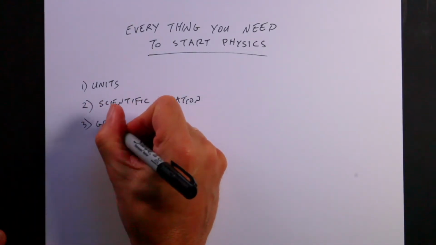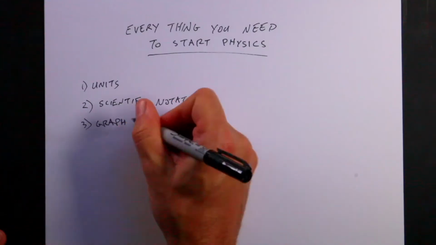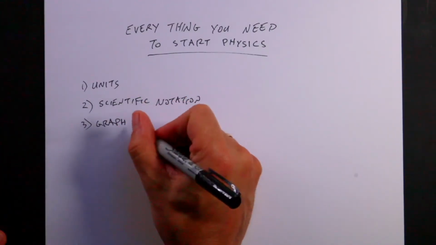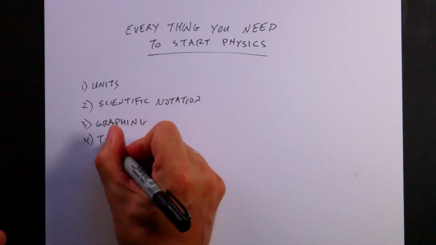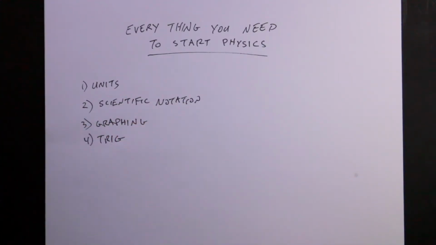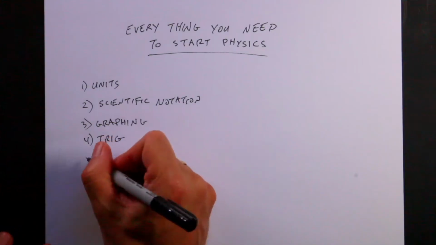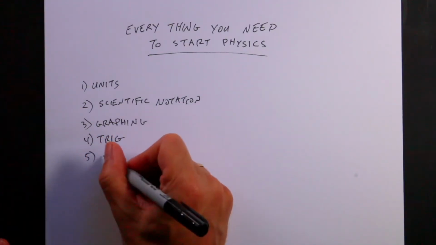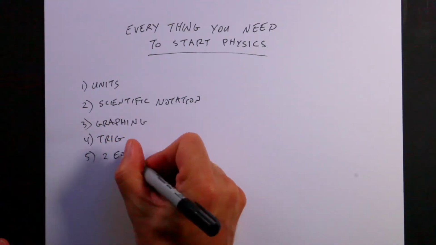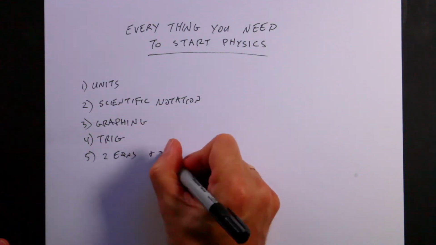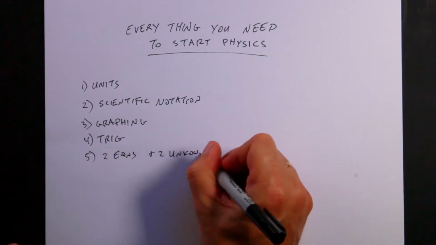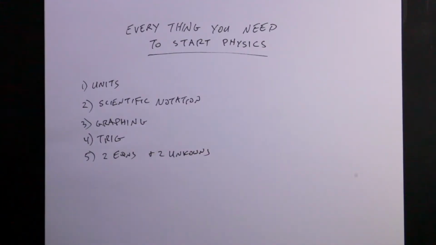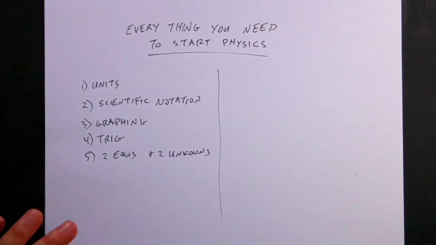3, graphing. I'm not going to do a lot of graphing, so let's just put graphing. 4, trig. And you don't need to know everything about trig. You just need to know some things. And then finally, I'm going to put 2 equations and 2 unknowns. So how do you solve 2 equations, 2 unknowns, which is basic algebra stuff? Okay, so let's start with units.